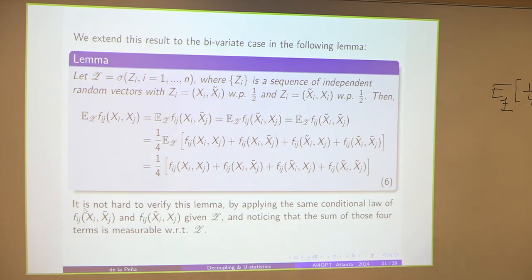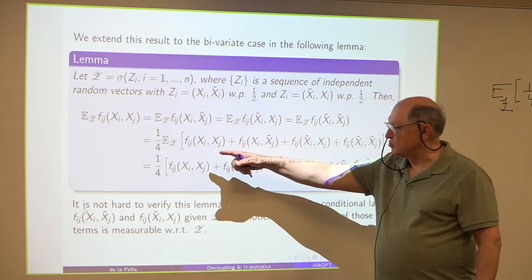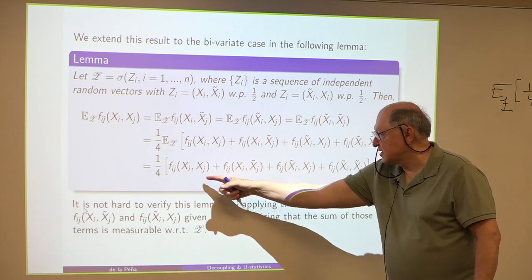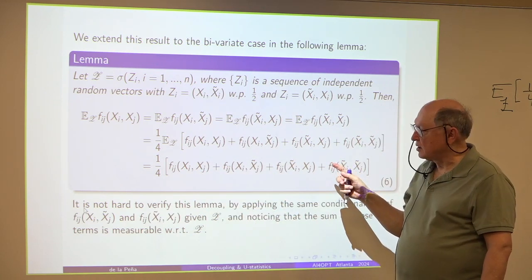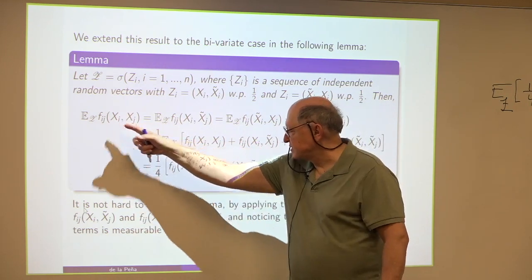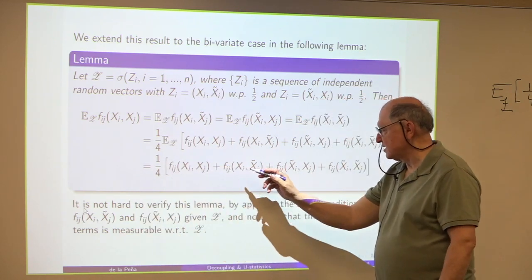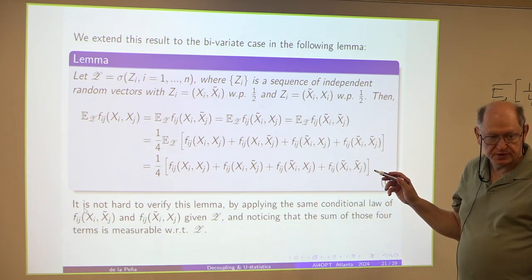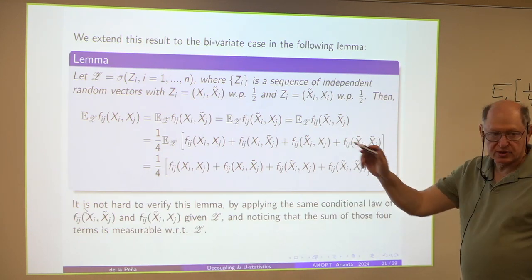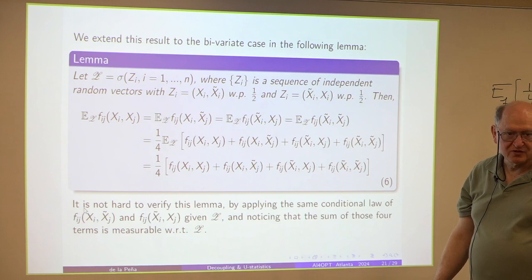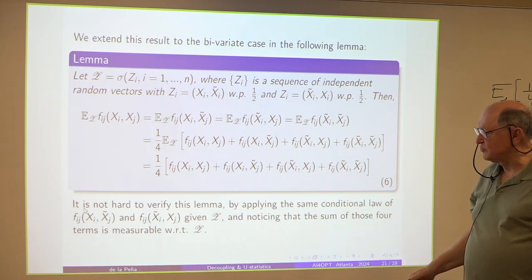Then I use the same argument I used here to show that if I add these ones, I have this summation. And so 4 times this, because I have 4 of these, is equal to the sum of f_ij of xi, xj plus f_ij of xi, xj tilde plus, and so forth. So there are 4 terms. That's how it works. It's very similar, but it took me a while to figure it out. The lemma is very simple, but it took me a while to figure out how to set it up.